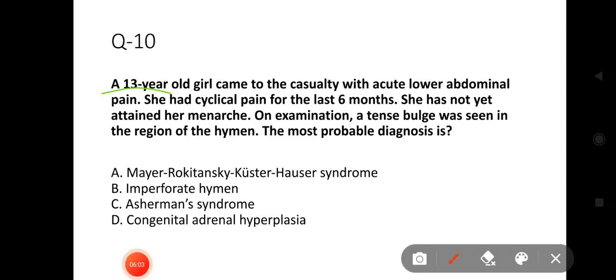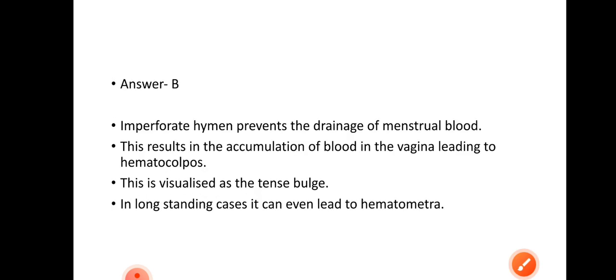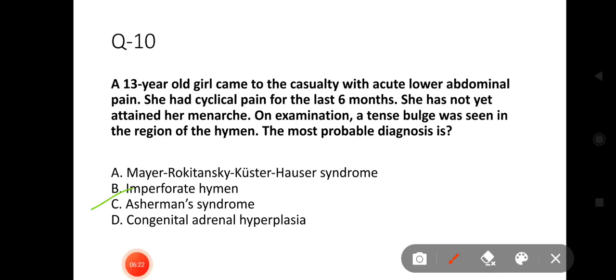Next is, a 13-year-old girl came to casualty with acute lower abdominal pain. She had cyclical pain for last 6 months. She has not yet attained her menarche. On examination, a tense bulge was seen in the region of the hymen. The most probable diagnosis is MRKH syndrome, imperforate hymen, Asherman syndrome, or congenital adrenal hyperplasia. So the answer is B, that is imperforate hymen.